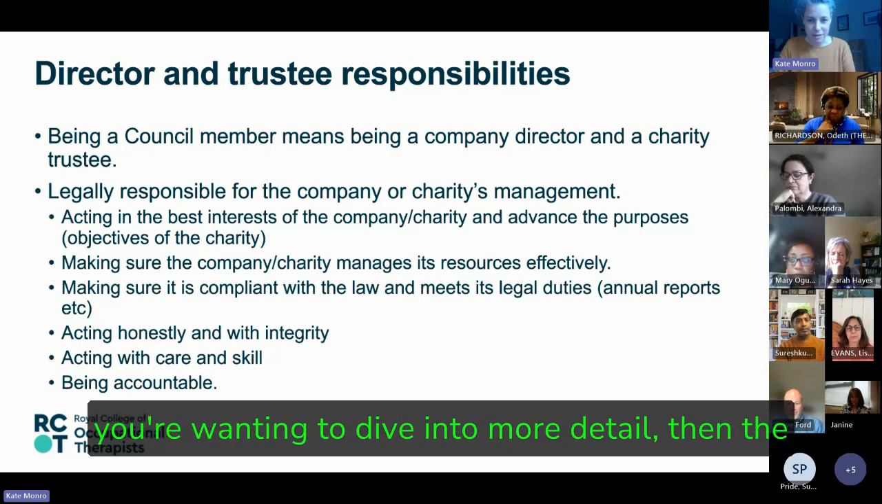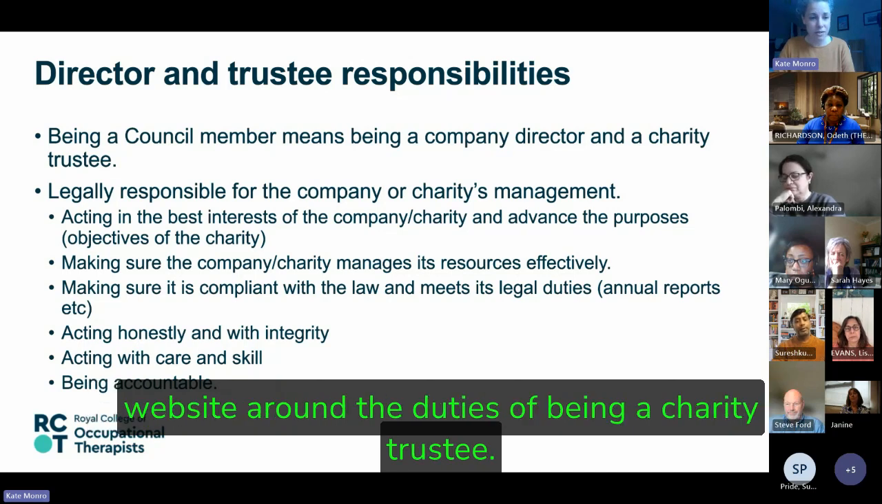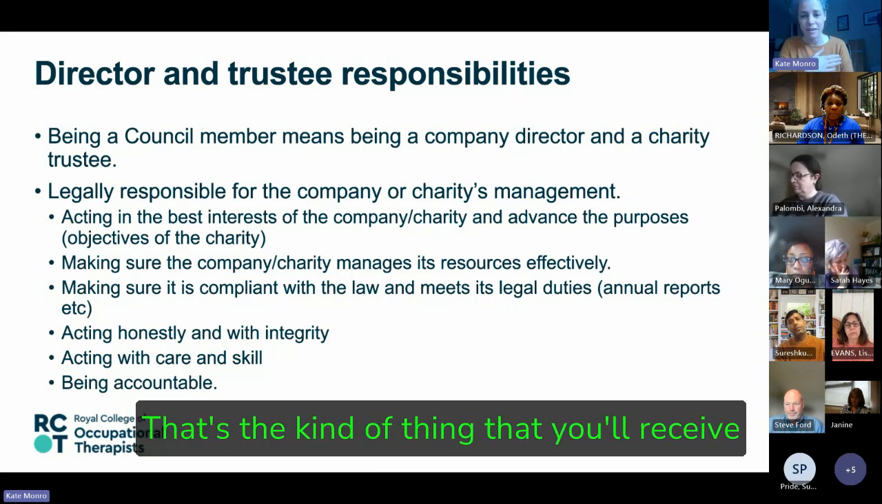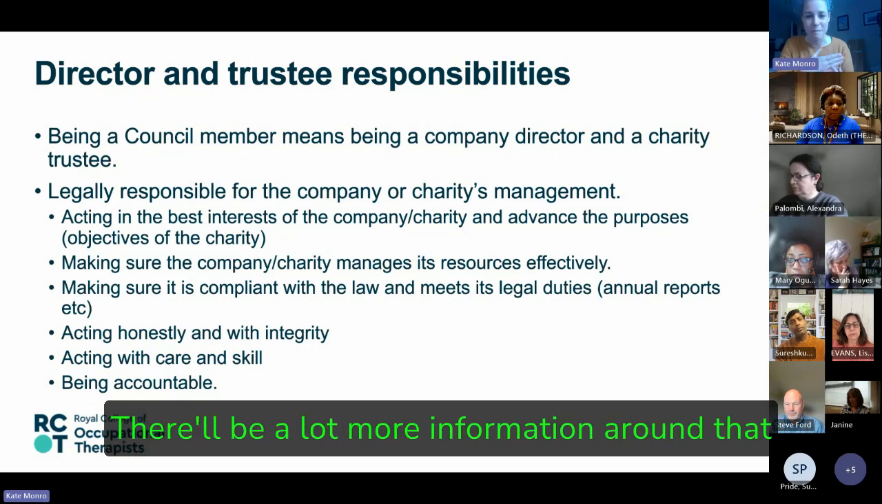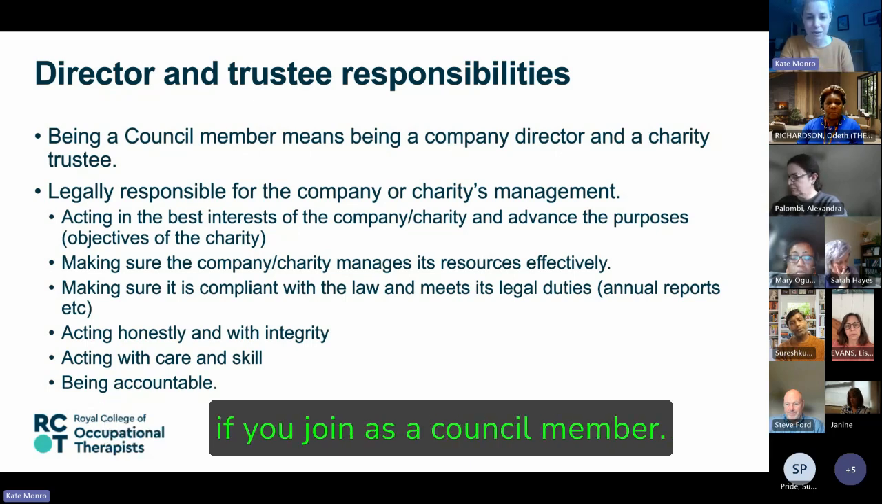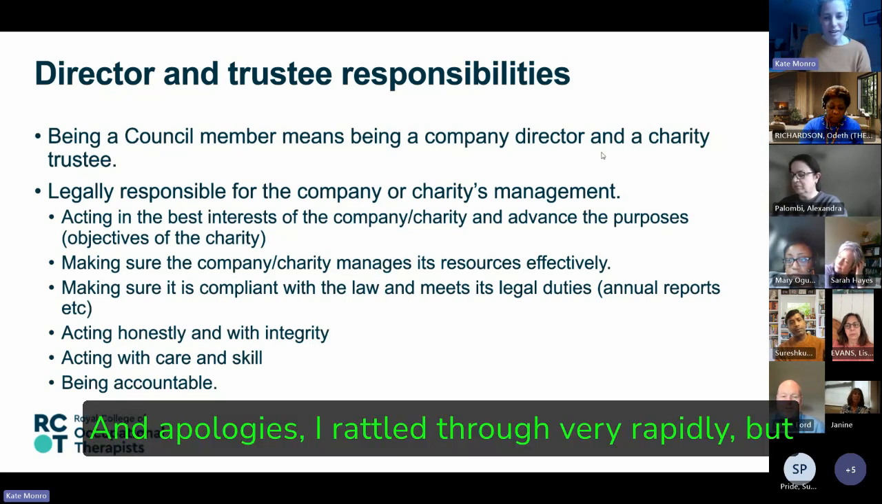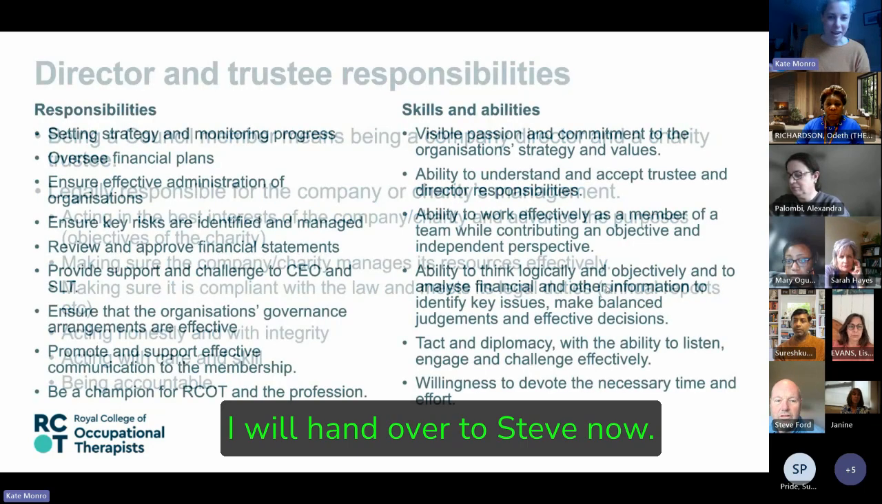And if you're wanting to dive into more detail, then the Charity Commission is a really excellent resource on their website around the duties of being a charity trustee. So they've got lots of information on there. That's the kind of thing that you'll receive in your induction pack. If you're successful, there'll be a lot more information around that if you join as a council member. And apologies, I rattled through very rapidly, but I will hand over to Steve now.